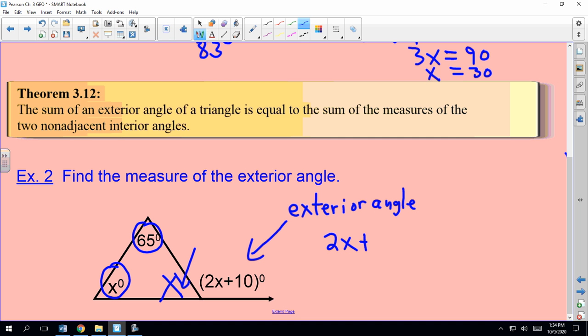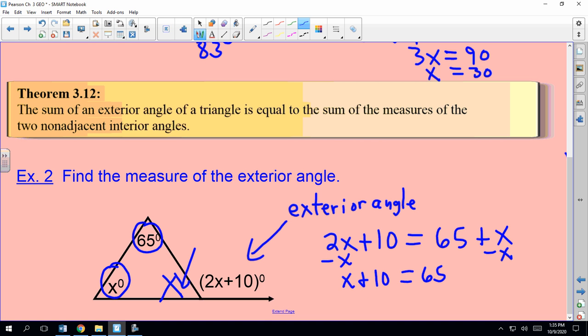So 2x plus 10, the exterior angle, is equal to the two remote angles, they call them, or non-adjacent interior angles. They're also called remote because they're far away from the exterior angle. So 65 plus x. And we just got to solve this thing. I'm going to subtract x from each side. X plus 10 equals 65. And then subtract 10 over, and x equals 55.